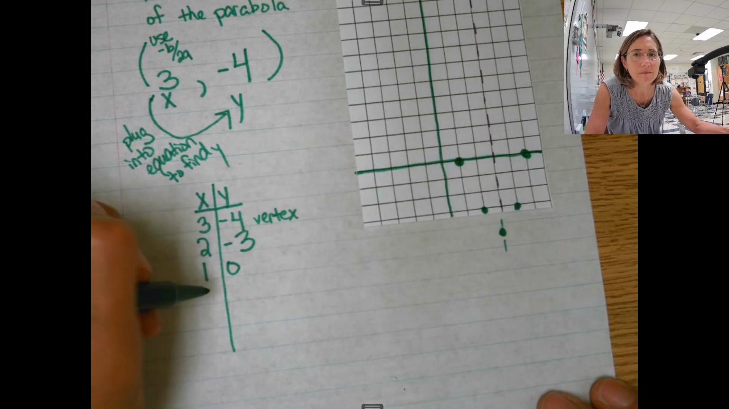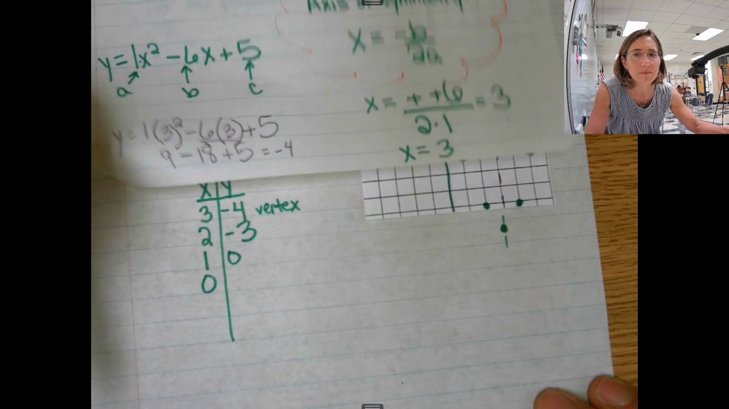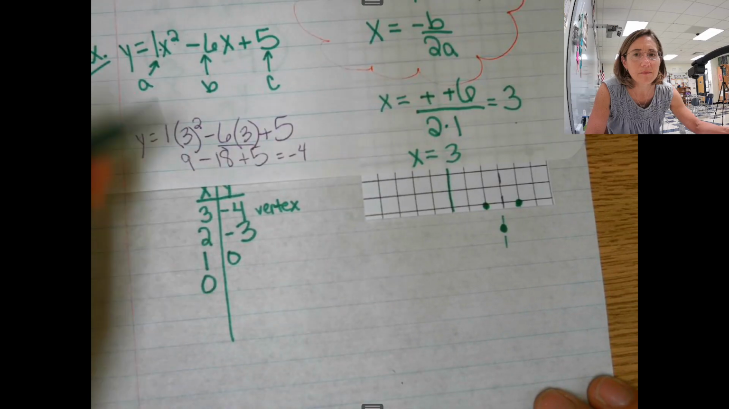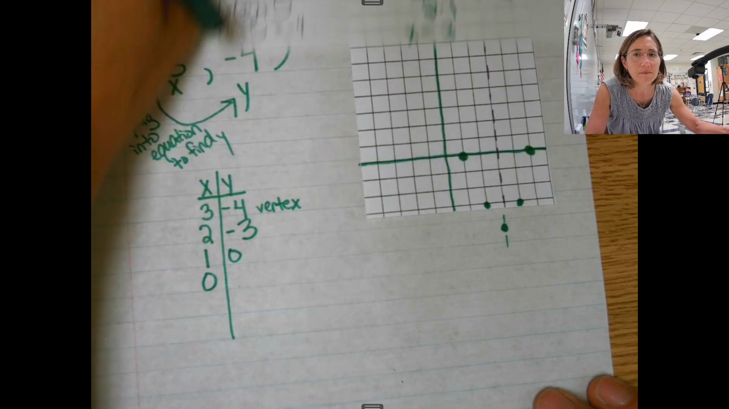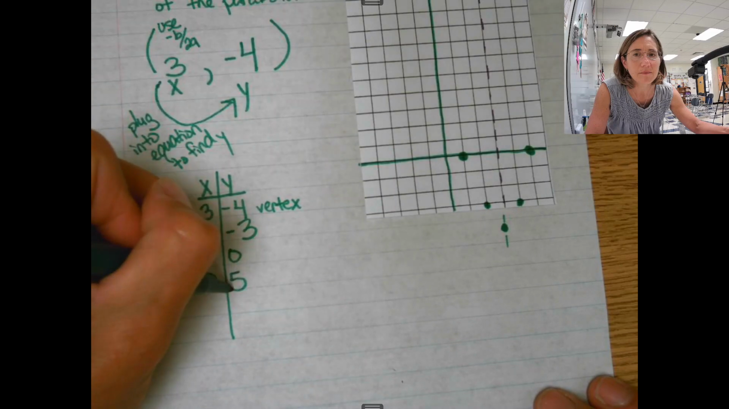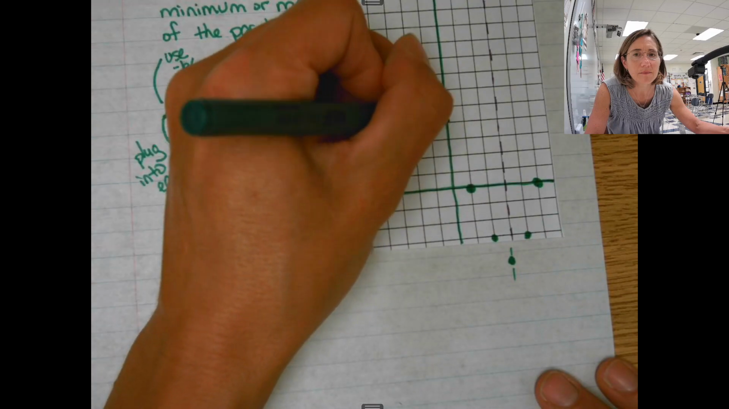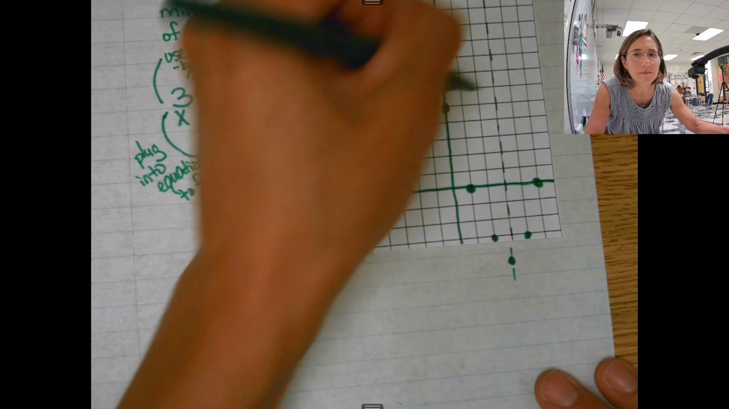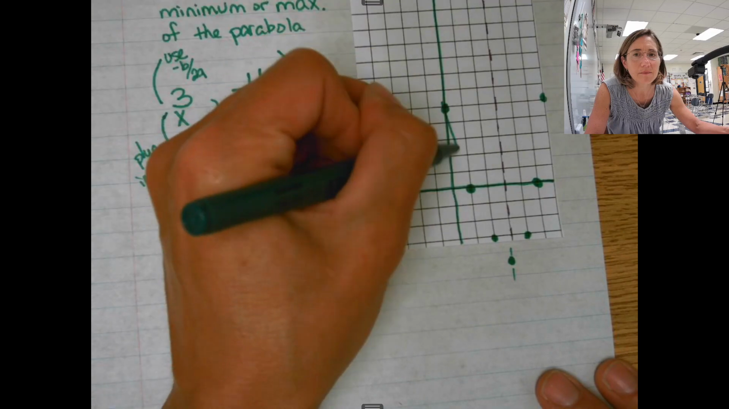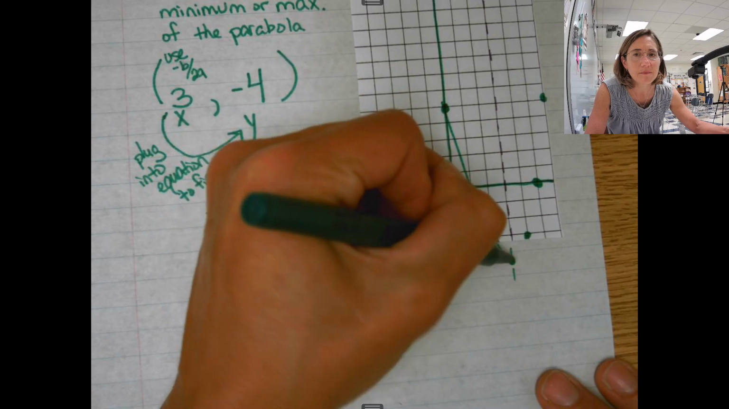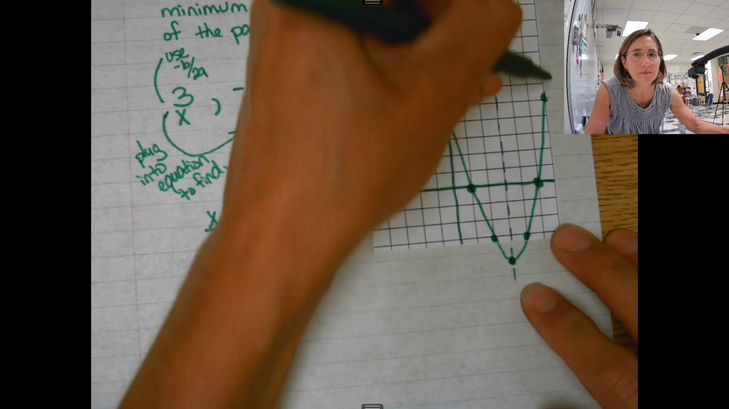So let's do one more point just for good measure. I'm going to plug a 0 in for the x. 0 is nice and easy to plug in. So 0 squared is 0. 0 times 6 is 0. Plus 5, that would be positive 5. So 1, 2, 3, 4, 5. Here we go. And I can mirror that on the other side. And I would say this is a pretty good amount of information to sketch. Here we go.